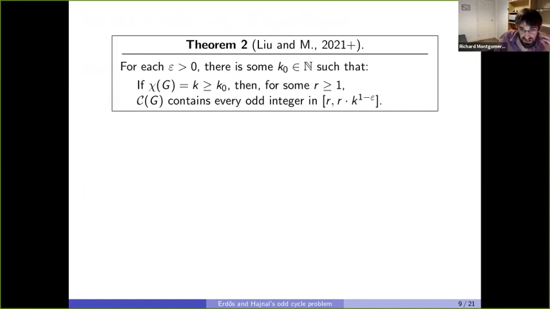So as I'll show you, you can move from our more technical result on finding even cycles to getting odd cycles. So we have a very similar theorem where we impose instead a chromatic number condition.